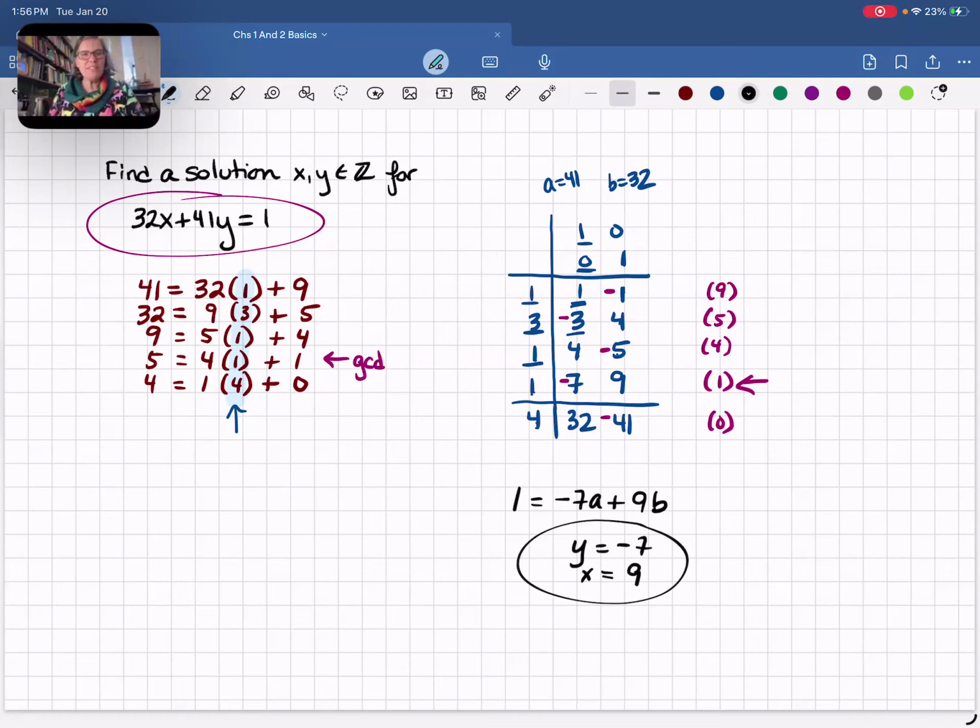And so this is a shortcut method for the extended Euclidean algorithm where you do your standard Euclidean algorithm, you take your quotients, and you make a table.